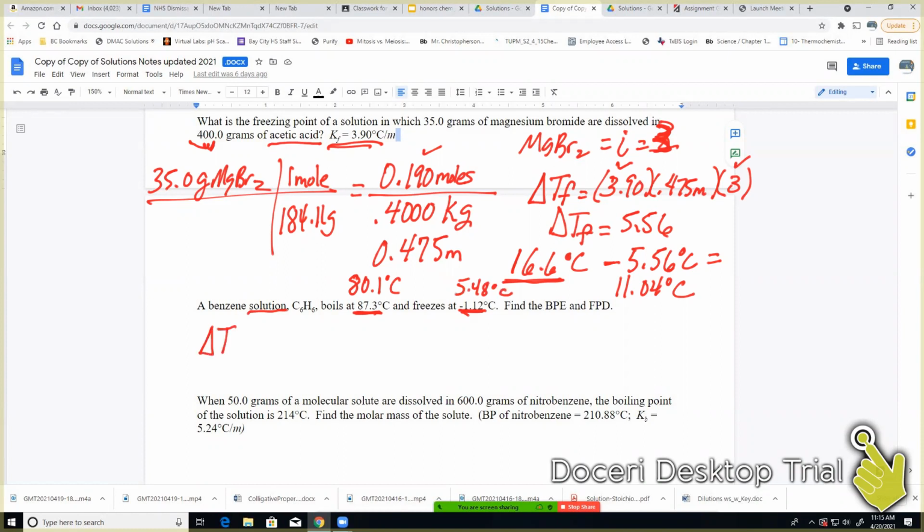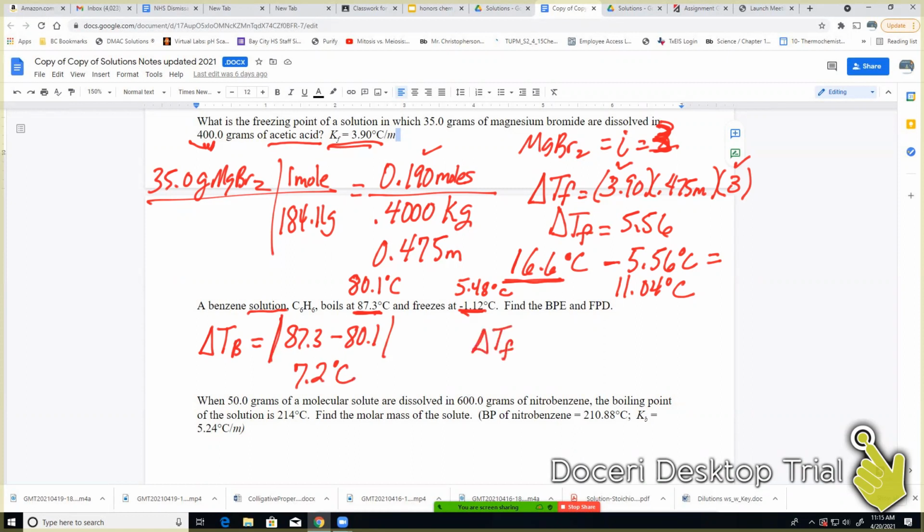Kind of think about how much it would be changing like on a ruler or a number line. So delta T of boiling is going to be equal to the absolute value, because I want it to be a positive number, of 87.3 minus 80.1, and that gives me 7.2 degrees Celsius. So that means it increased by 7.2 degrees.